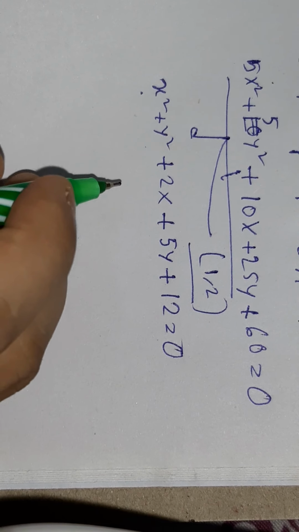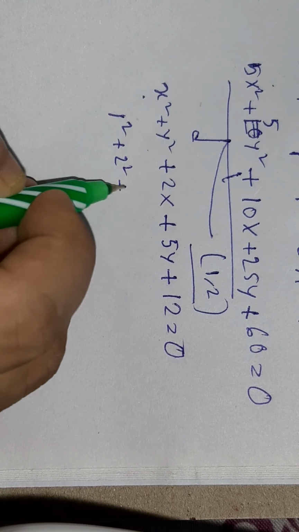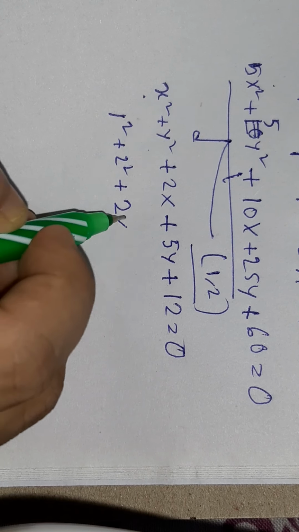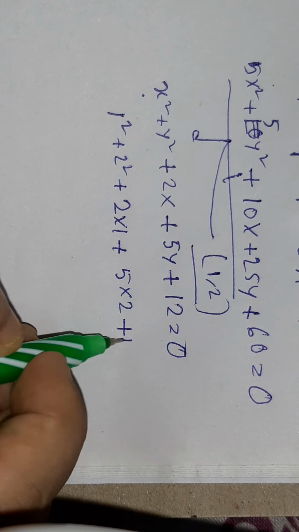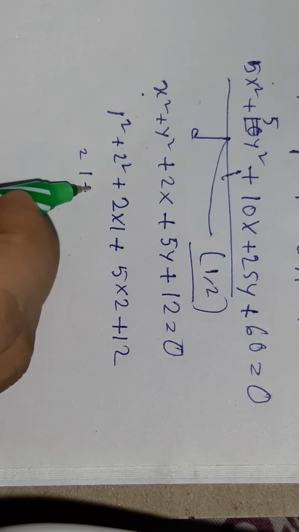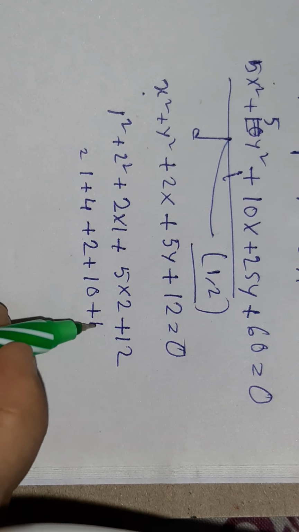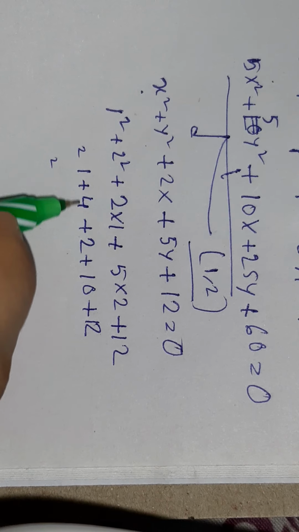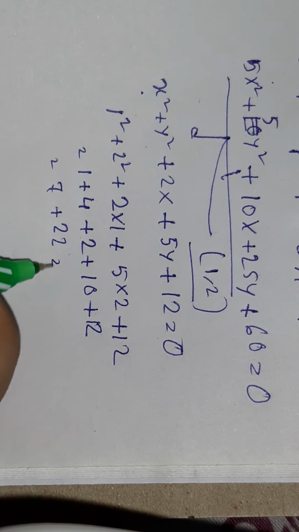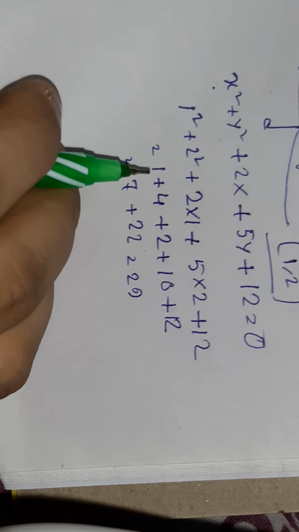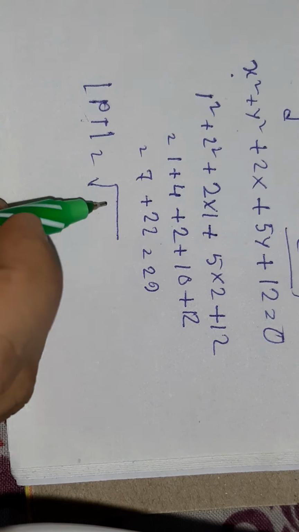If we put 1 and 2 in this equation, we get 1 square plus 2 square plus 2 into 1 plus 5 into 2 plus 12, which equals 1 plus 4 plus 2 plus 10 plus 12, which is 29. So the length of PT is root of 29.